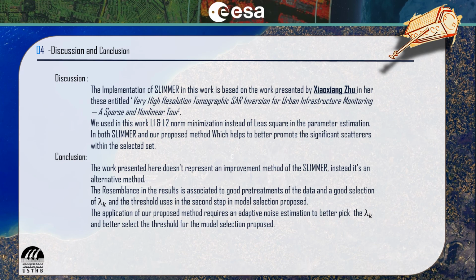The work presented here doesn't present an improvement method of SL1MMER. Instead, it is an alternative method. The resemblance in results is associated with good pretreatment of the data and a good selection of lambda k and the threshold used in the second step of the proposed model selection. The application of our proposed method requires an adaptive noise estimation to better pick the lambda k and better select the threshold for the proposed model selection.